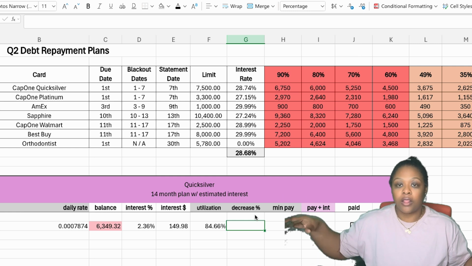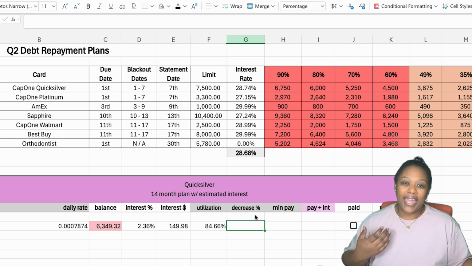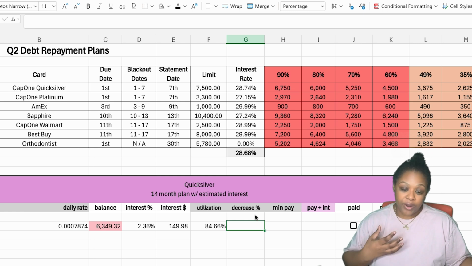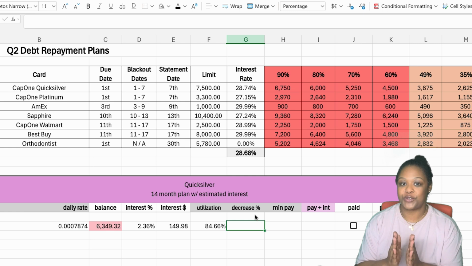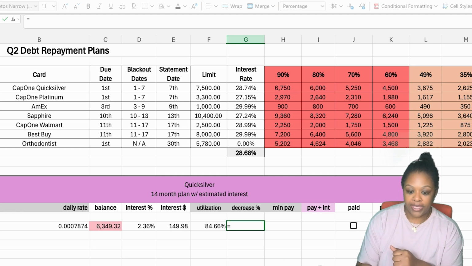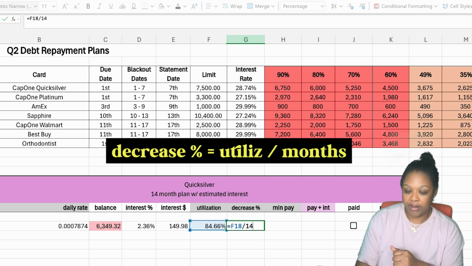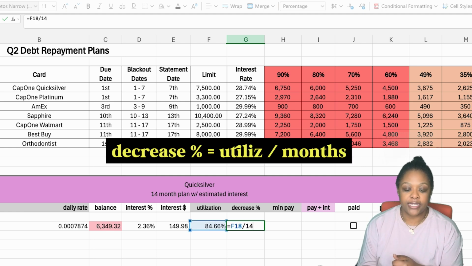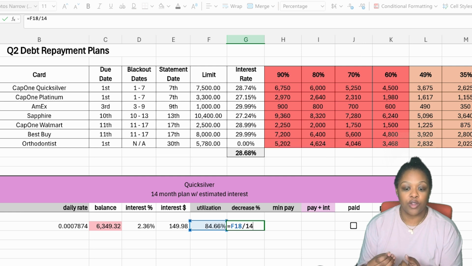First, determine how long you're going to give yourself to pay it off. I chose 14 months. I don't know if that's a little bit too aggressive or anything just yet. I'm going to try. So how much do I need to pay off every month in order to reach my goal in this amount of time? If I'm saying I want to pay down 84.6 and get it down to 0 in 14 months, what do we have to do? We have to divide that by the amount of time you're putting in. So I did utilization divided by 14.